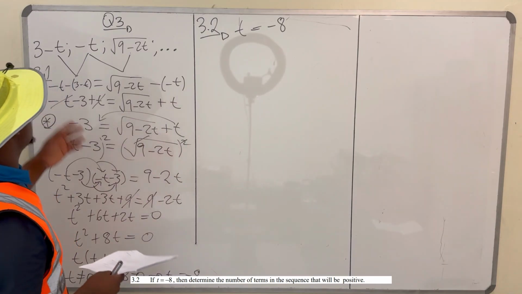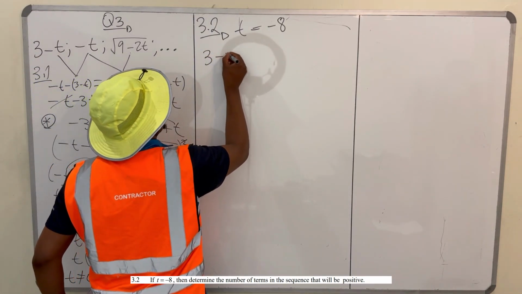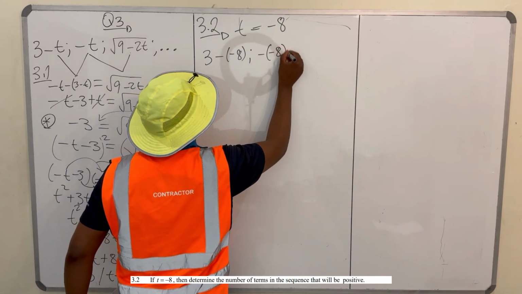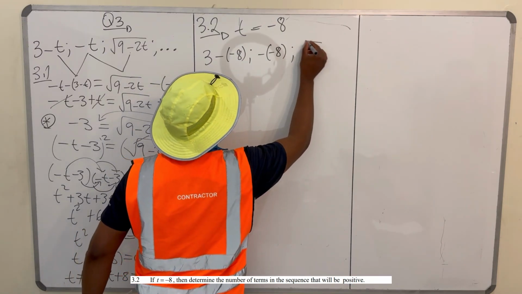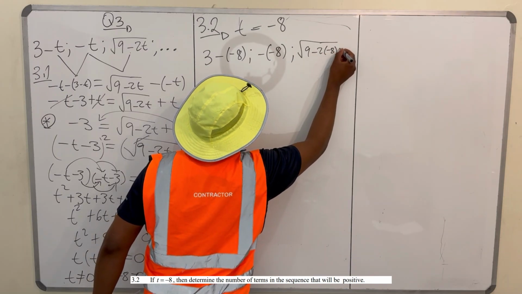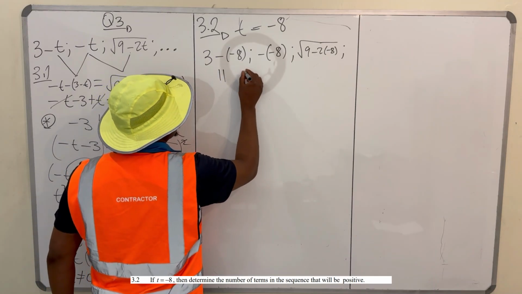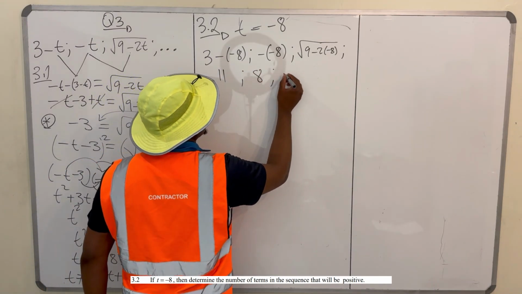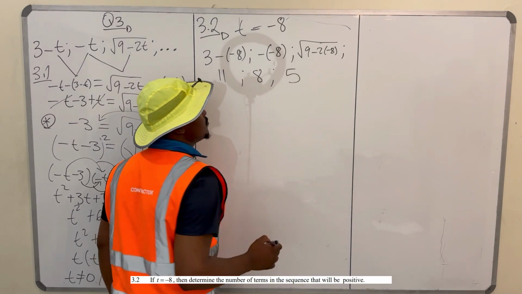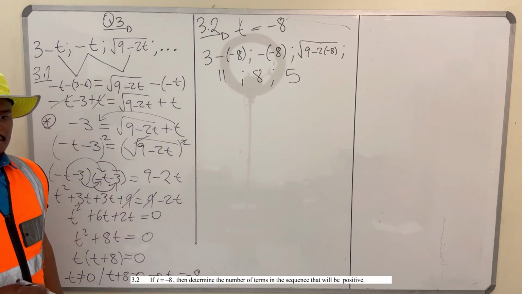So let's develop this sequence. What is 3 minus t? The first term is 3 minus t, which is 11, right? The second one is negative t, which is 8. The third one is the square root of 9 minus 2t, and so on. What is this one? Is it not 5? Looks like 5 to me. Yeah, it is. So these are the terms of this sequence.